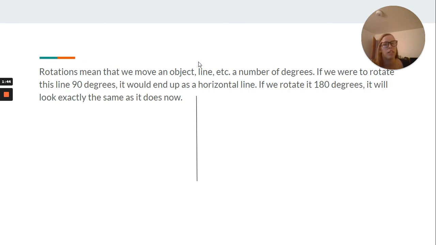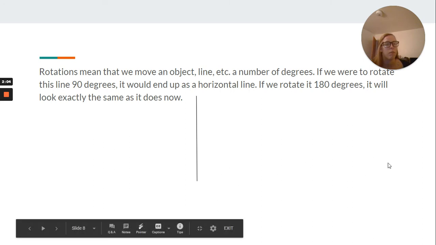Rotations mean that we move an object, line, etc. a number of degrees. If we were to rotate this line 90 degrees, it would end up as a horizontal line, meaning going this way. So they would actually be perpendicular lines. But if we rotate it 180 degrees, it will look exactly the same as it does now. And then those two lines would actually be parallel.